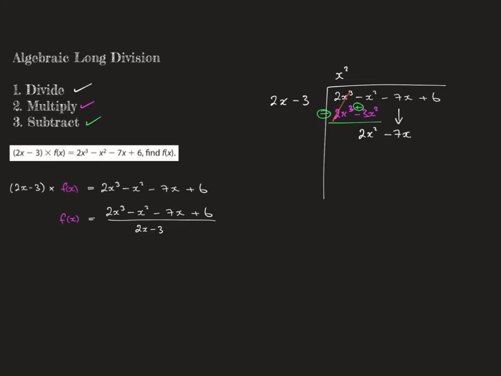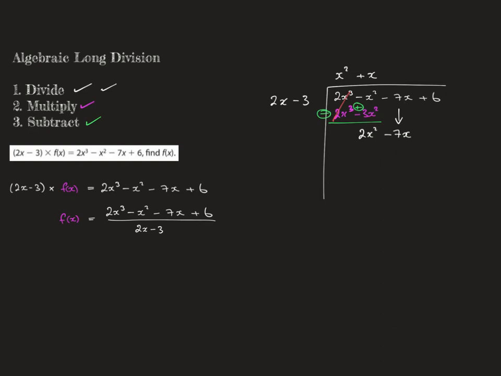So we'll go back and we'll look at the next step, which is divide. Okay, and I'm going to divide 2x into 2x squared. So 2x into 2x squared will leave me with plus x. Now we need to verify that, so let's just check. 2x times x is 2x squared, so I know that's correct.